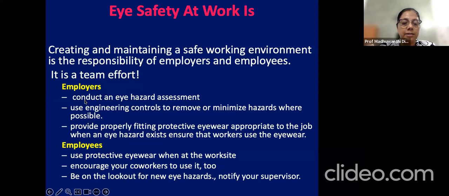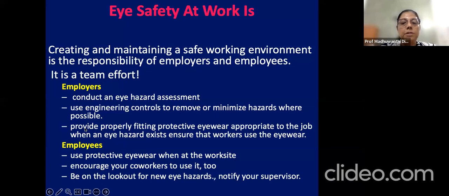So what are your responsibilities? You have to conduct an eye hazard assessment, whether there are any places or equipment that can cause an eye hazard. Then use the engineering controls to remove or minimize the hazards. Also, it's the responsibility of the employer to provide properly fitting protective eyewear. Okay, so providing protective eyewear is the responsibility of the employers. Also, there should be a first aid point or eye wash point where, if there is any problem, they can go and immediately attend to it. So the first aid point should be provided by the employer.